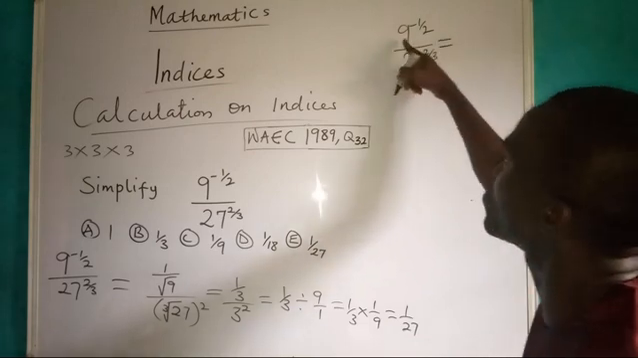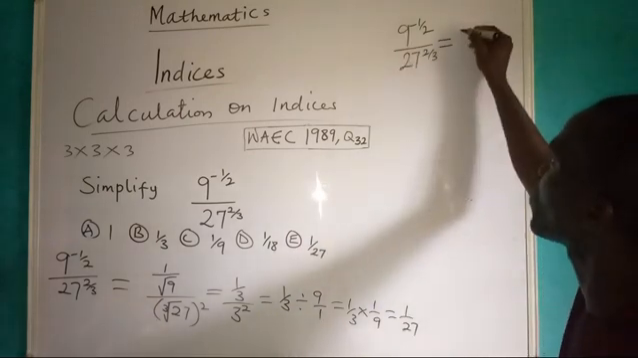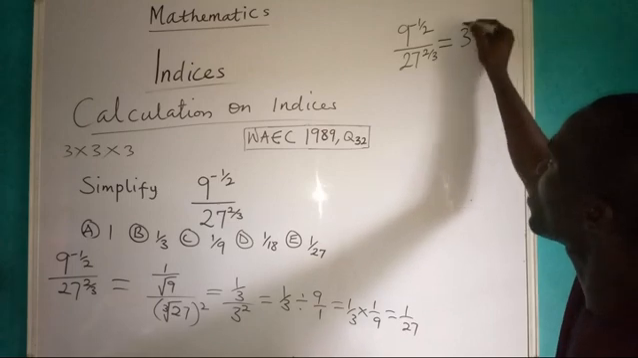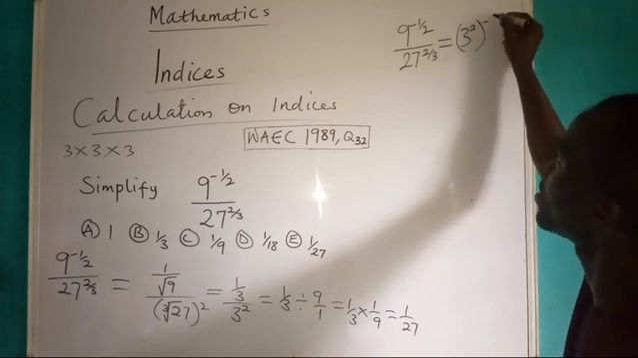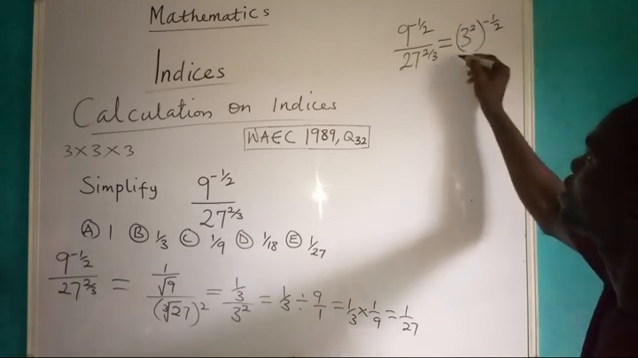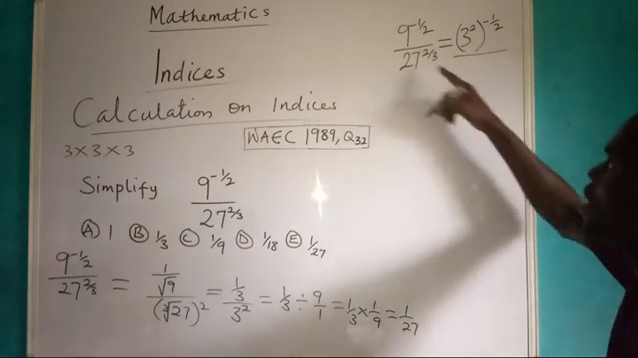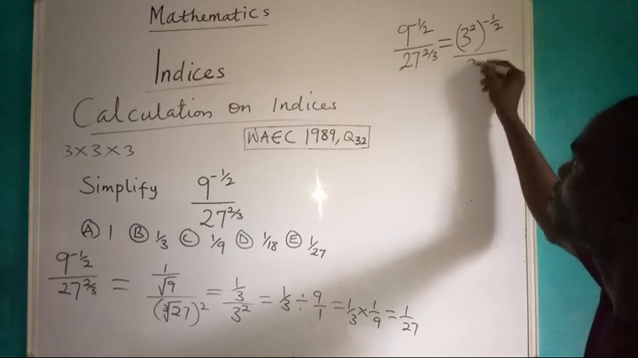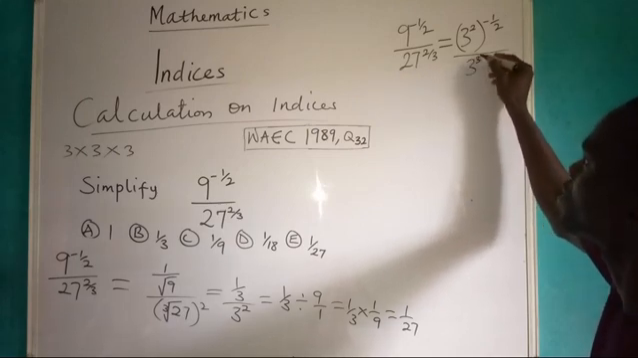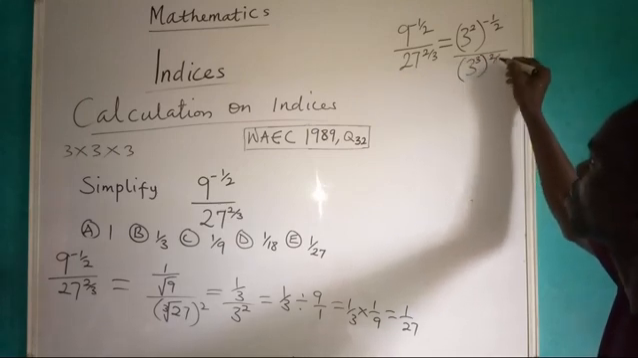Now, what can we do here? I need to reduce 9 to a lower base. I will have 3 squared. And remember, we have a fractional negative power outside. And remember, we still have another one under. I will have to reduce 27 to a lower base. I will have 3 power 3, and I have a fractional power outside.